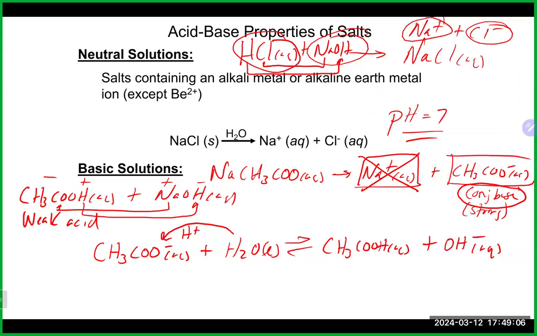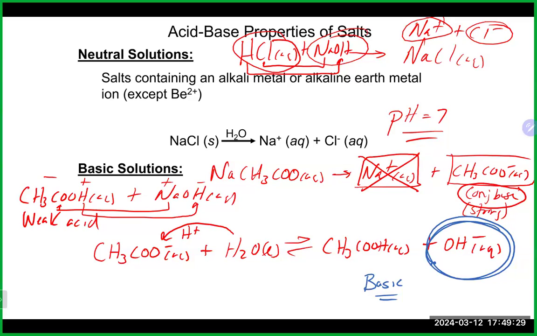And if you had to take a guess, this solution should be basic because we're now producing free OH minus in this solution. So this solution would be basic without even doing a calculation because we are now going to produce free hydroxide ions floating around in that solution. Any questions on that there?